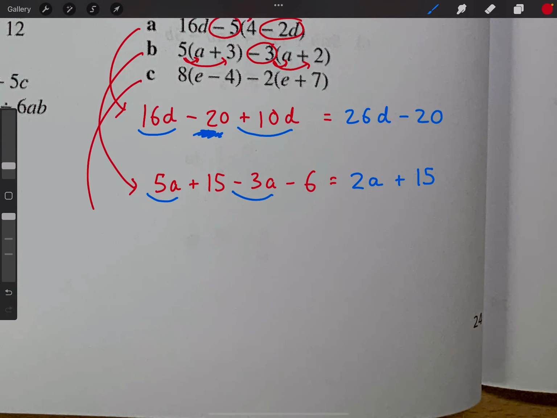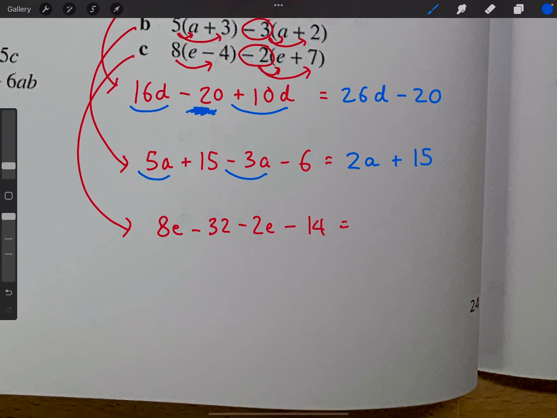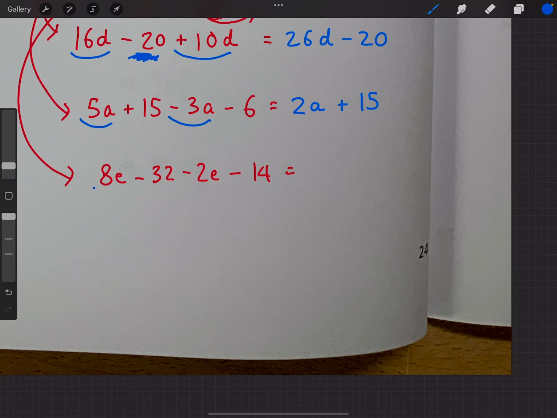Question C. Alright, expand that one. You're going to get 8 times e, which is 8e. Minus, and then we got 8 times a minus 4 would be minus 32. And then you have minus 2 times e, so that's minus 2e. And then minus 2 times the positive 7 will be minus 14. Now we collect the like terms. So you got 8e minus 2e, that's 6e. And then minus 32 comes back in, and that's that one.